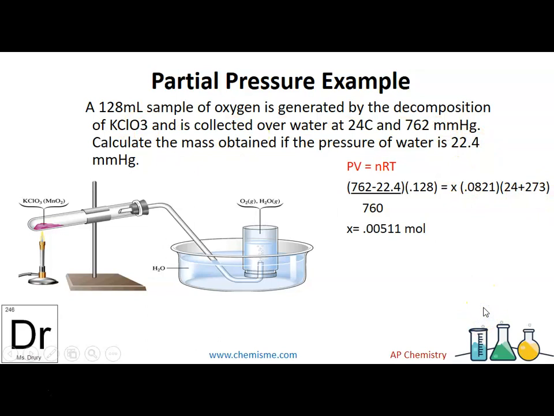And when I calculated this, I found out that it would be 0.00511 moles, which to me means nothing. I don't know what that means. So if you wanted to, you could also change it to grams. It said calculate the mass, so I multiplied by 32, the molar mass of oxygen, and it gave me only a very small amount of gas. 0.163 grams of oxygen are evolved.